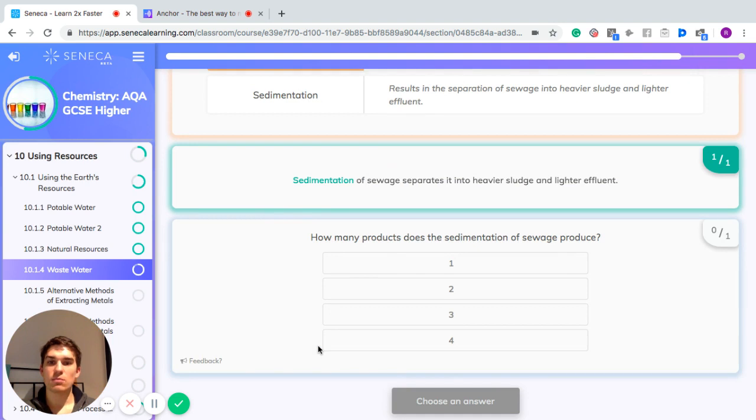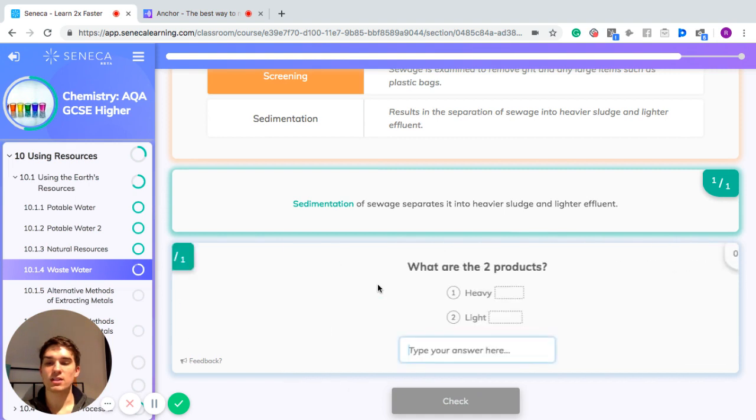Now, in terms of the number of products that sedimentation of sewage produces, remember there's two: heavier sludge, which is anaerobically digested by bacteria, and lighter effluent, which is aerobically digested by bacteria.